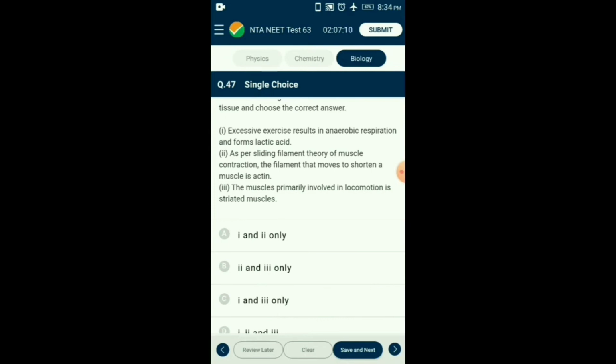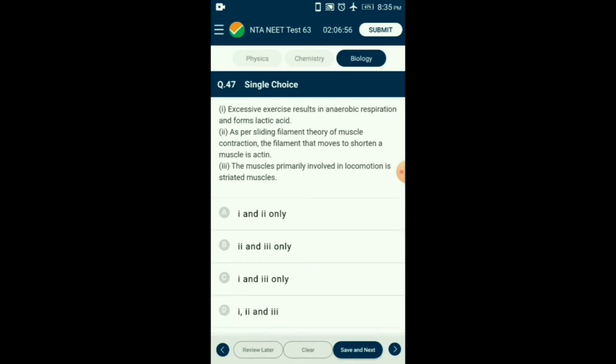Skeletal muscles are closely associated with the skeletal components of the body, and these muscles, when viewed under microscope, show striations and are therefore called striated muscles. So the answer for this question is option D. From the given statements, first, second and third are correctly given.